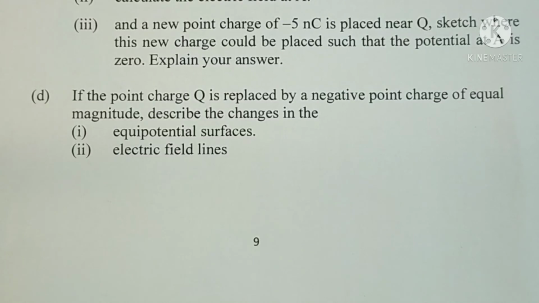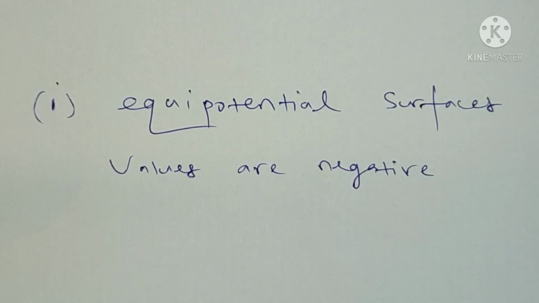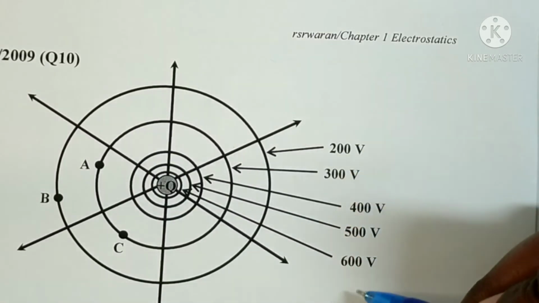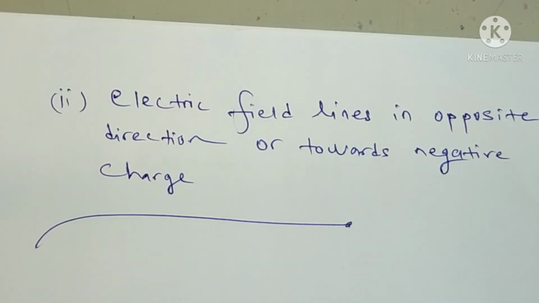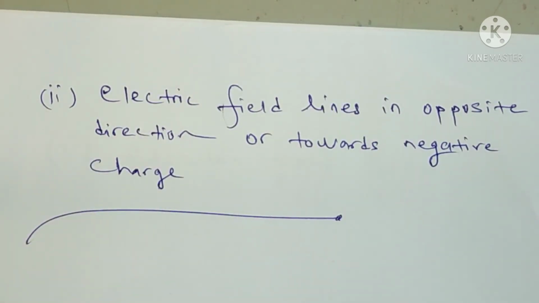For the last part, D, if the point charge Q is replaced by a negative point charge of equal magnitude, describe the changes in Roman 1, equipotential surfaces, and Roman 2, electric field lines. For D Roman 1, equipotential surfaces, the values are negative, so all these values will be negative, no more positive. For D Roman 2, the electric field lines are in the opposite direction, towards the negative charge. Simple like a bubble, without giving you any trouble.